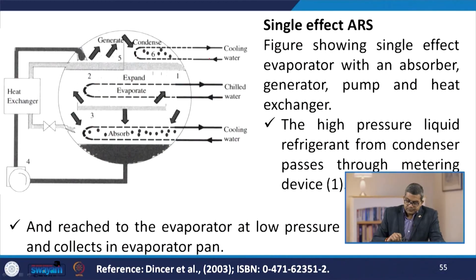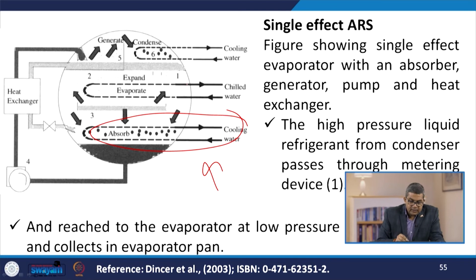The absorption chillers are classified into 2 categories. One is the single stage and next one is the double stage ARS. Let us talk about the single stage or single effect ARS. Now, this particular figure shows the single effect evaporator with an absorber.